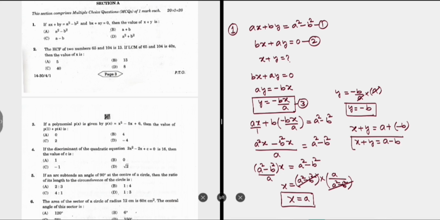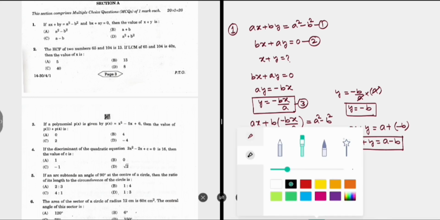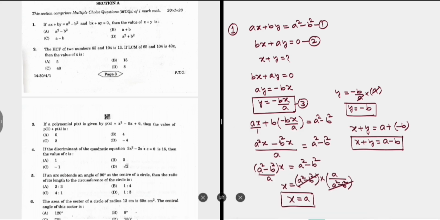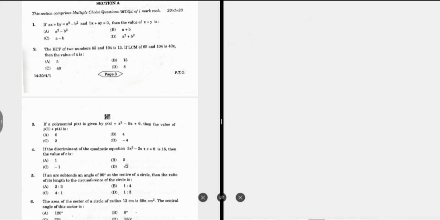So this is the answer. x plus y is equal to a minus b. Which option? Option C is correct. So question number 1 option is C. Option C. Now let's see next question.